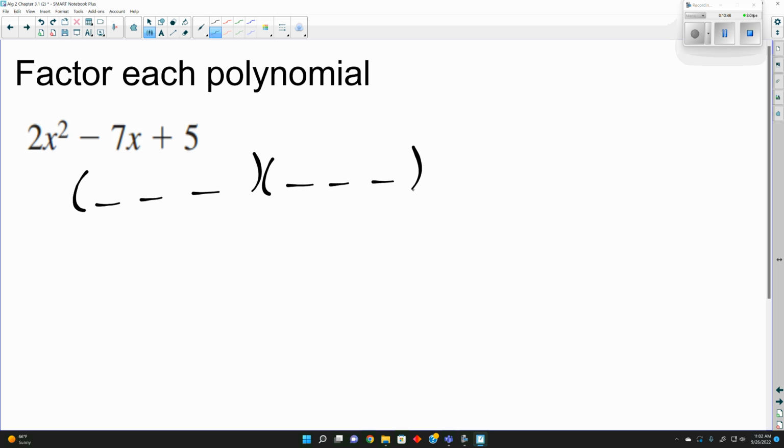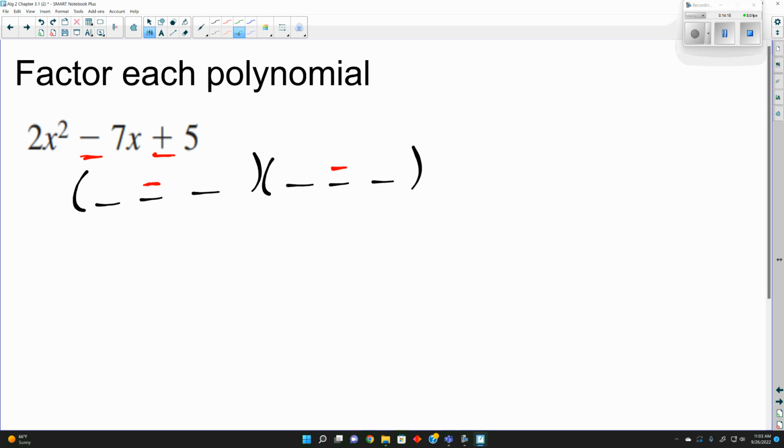Now when we look for the sign, if the third term is positive, the signs are the same and they match the sign of the middle term. If the third term is negative, the signs are opposite. Well, here the third term is positive, so the signs are the same and they match the sign of the middle term, which is minus. So we would have minus and minus. And that takes us through steps 1 through 3.